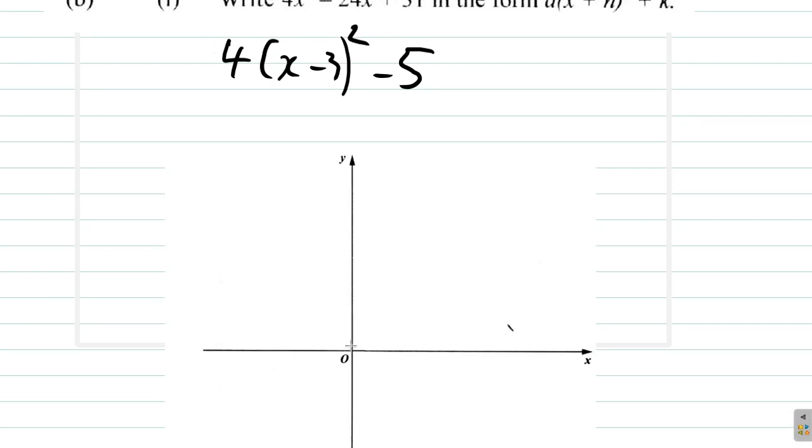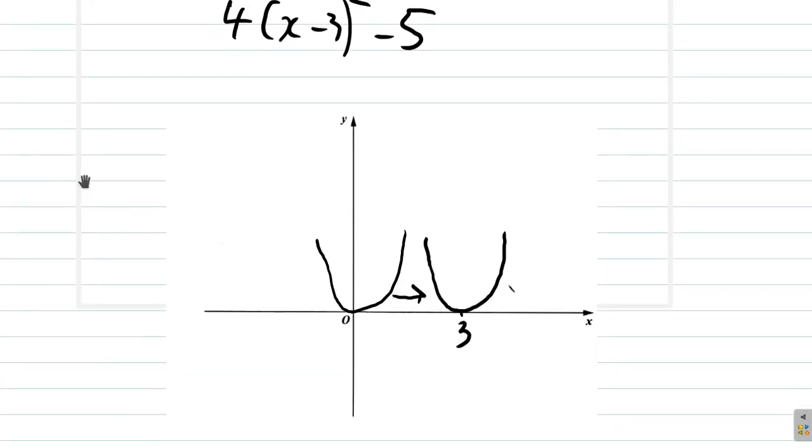Now the thing is, the graph of x squared will look something like this, right? That's the graph of x squared. When we say x minus 3, we'll shift the graph to the right, 3 places to the right. So it would end up over 3. And then minus 5 means it would go down 5 places. Right? Beside negative 5. Okay?